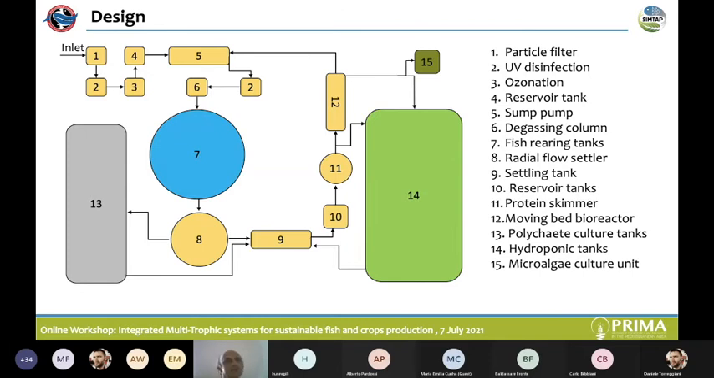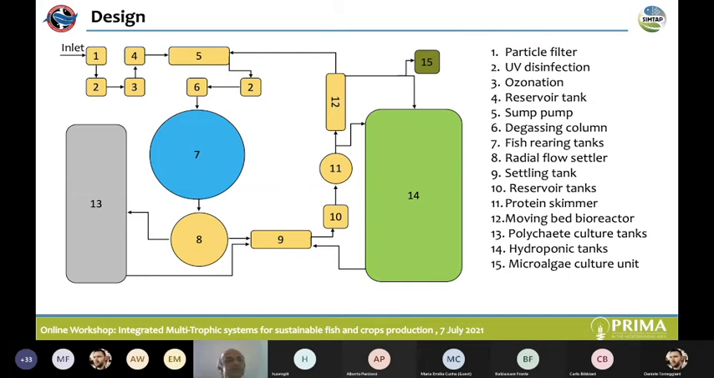What were the components of the SIMTAP prototype installed in Turkey? The system mainly consisted of 5 compartments covering the fish culture unit, RAS equipment, polychaete unit, hydroponic unit, and microalgae culture unit. I will try to shortly describe the system with a diagrammatic representation.